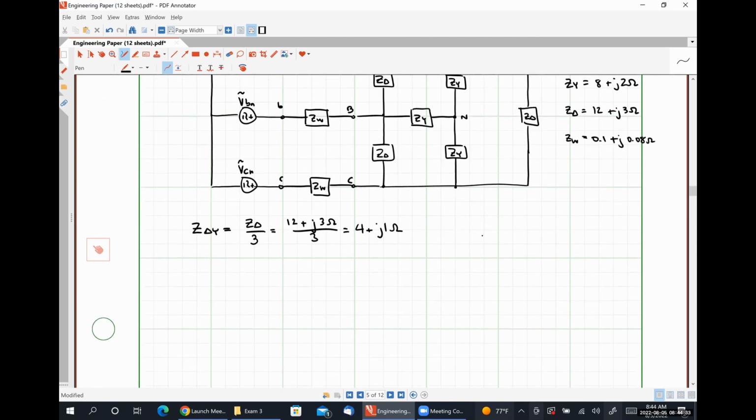From this, our single phase equivalent circuit could be drawn like so. Here is our A phase source voltage, VAN. Here's our transmission line impedance connecting our source to our load. Then we're going to have ZY. And in parallel with ZY, we are going to have Z delta Y.